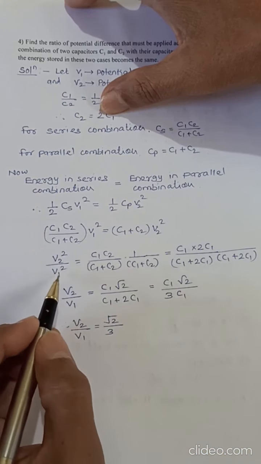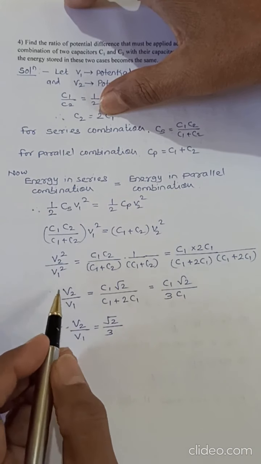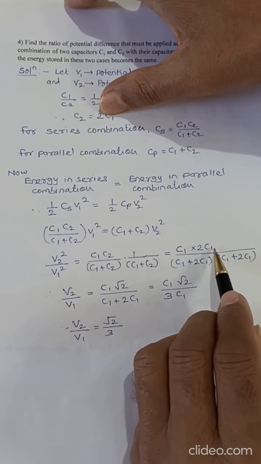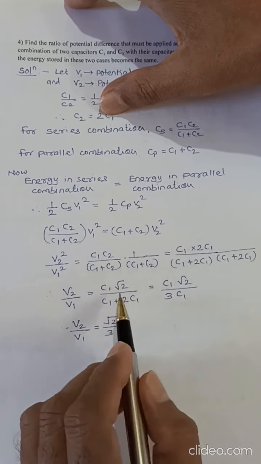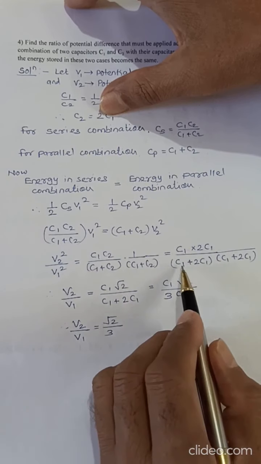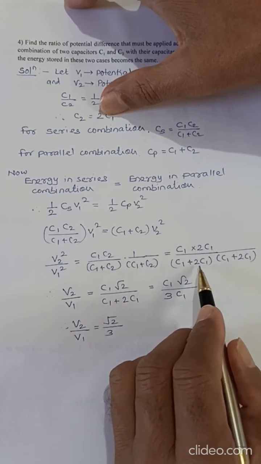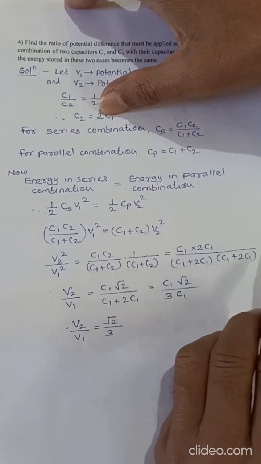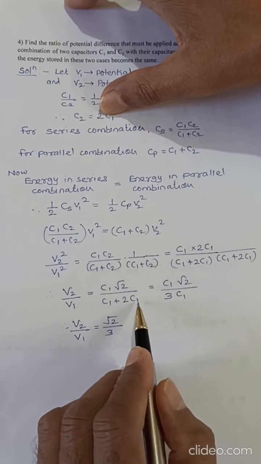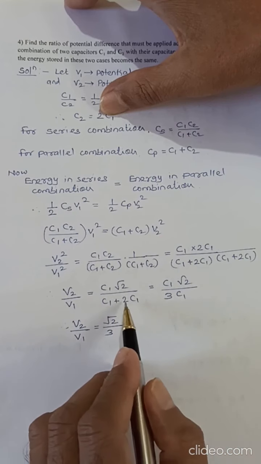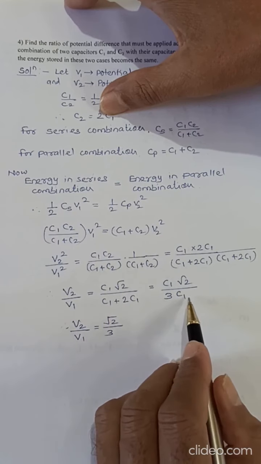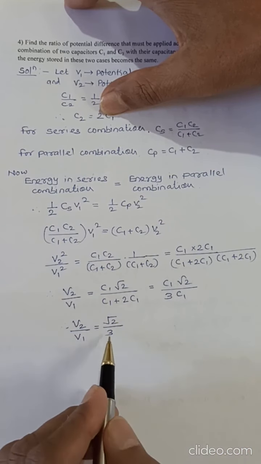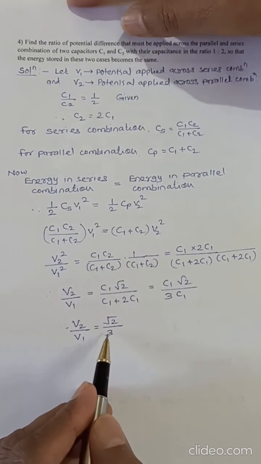Now taking square root, V2 upon V1 is equal to, here is twice C1 square. The square root of C1 square is C1, so C1 root 2 upon, now look at this term, C1 plus twice C1 whole square, and the square root of this term is C1 plus twice C1. So C1 into root 2 upon twice C1 plus C1, 3C1. C1 gets cancelled, V2 upon V1 is equal to root 2 upon 3. This is the solution of this numerical.